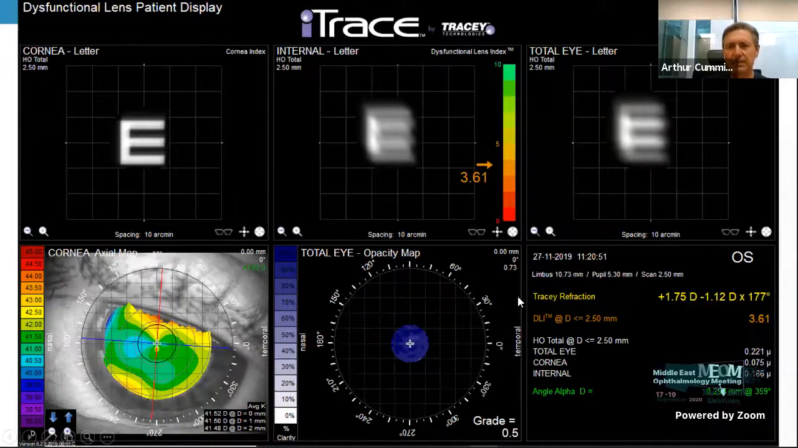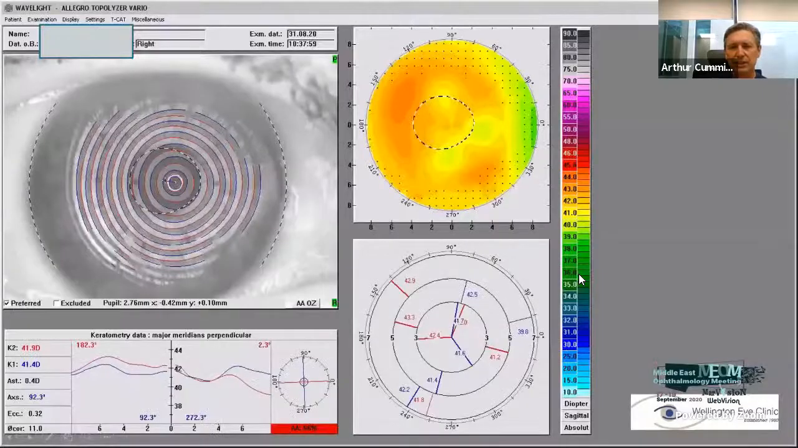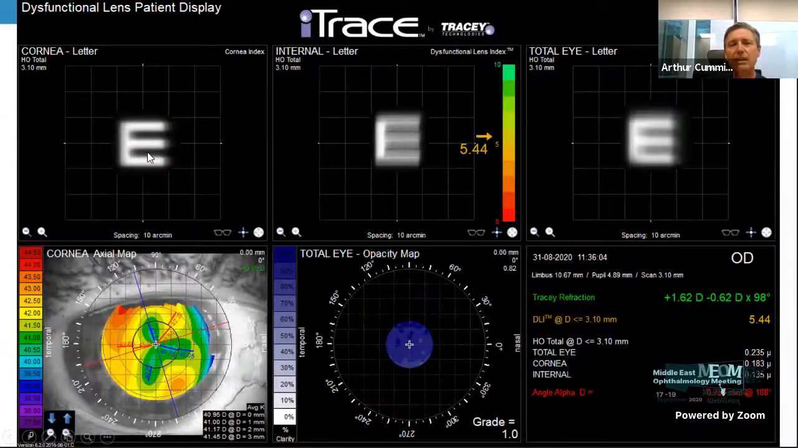The cornea is still fine. So we decide to do the cataract on the left eye. We did it 9 months ago. And so the patient comes back now, she's doing well with the first eye, COVID kept her away. And now she comes back ready to do the right eye topo-guided PRK. But I wanted to repeat the eye trace to make sure the condition is still the same. Cornea looks exactly the same, no change in the cornea. And now on a relative scale, the internal optics are worse than the external.